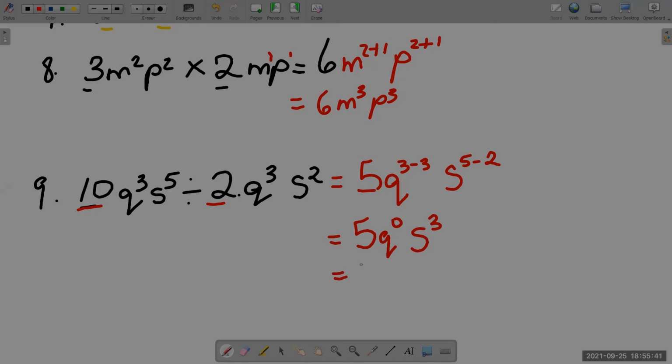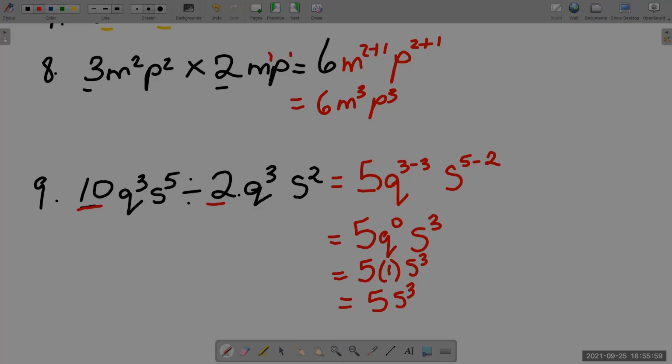No. So what is this going to become? 1, right? So it's going to become 5. We're going to put 1 in the brackets and s to the 3rd power. But anything times 1 is what? Anything times 1 is itself. So 5 times 1 is just 5. And so we write back 5s^3.